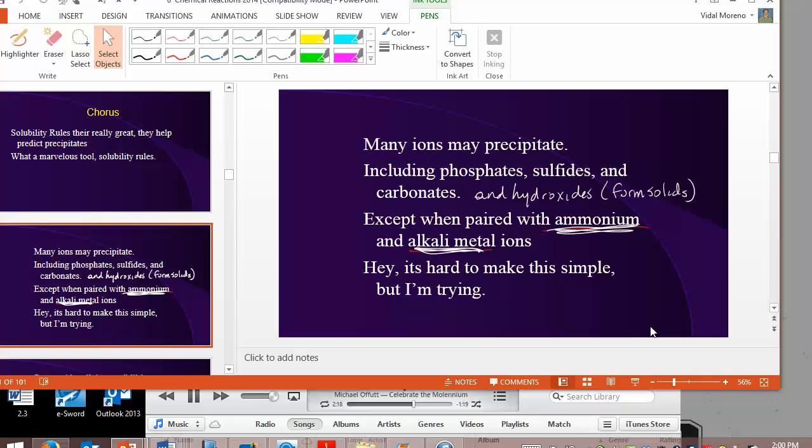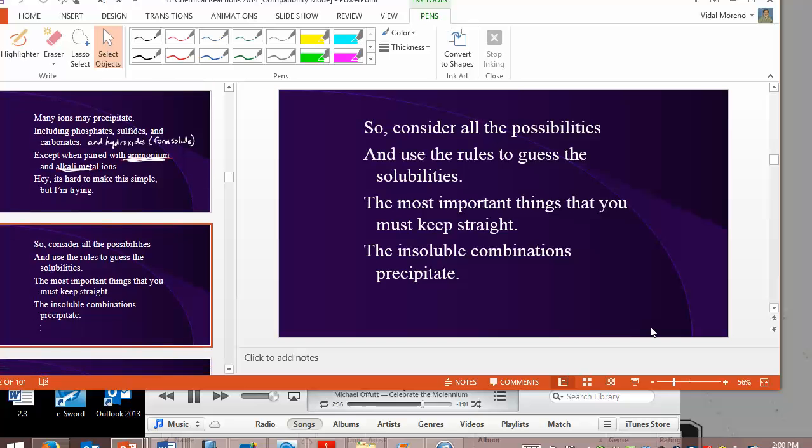Ions make precipitates, including phosphates, sulfide, carbonate, and hydroxide, except when paired with ammonium or alkali metal ions. Hey, it's hard to make this simple, but I'm trying. So consider all the possibilities and use the rules to guess the solubilities.